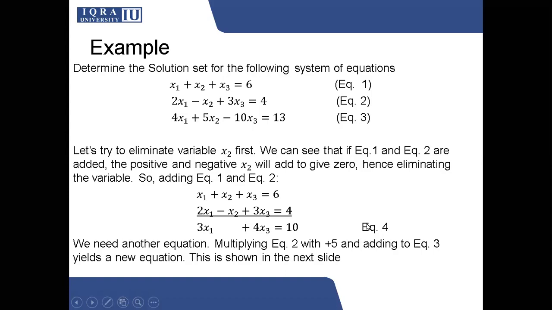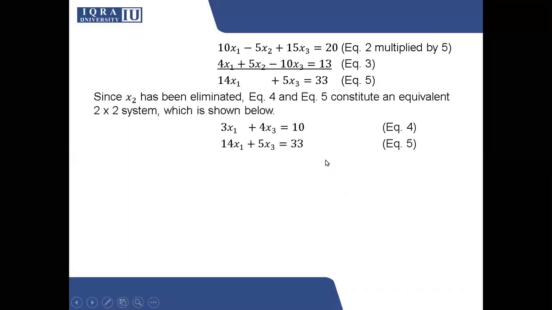I'll solve these equations 4 and 5 simultaneously. This is what I'll do. Since x2 has been eliminated, equation 4 and 5 constitute an equivalent 2 by 2 system, which is shown below. This is equation 4, this is equation 5. This is a 2 by 2 system, and you can easily solve it, right? You know how to solve this.